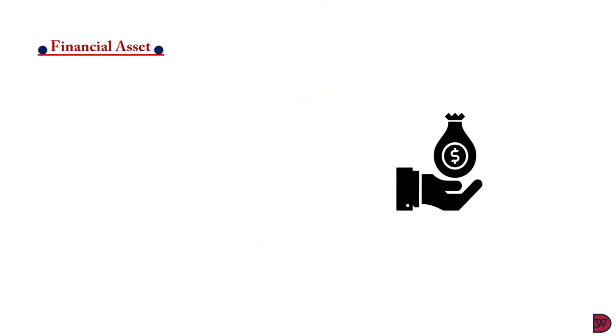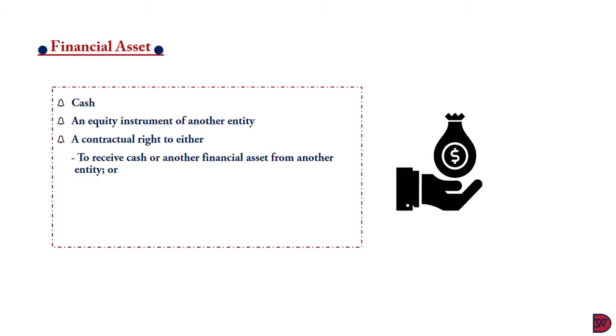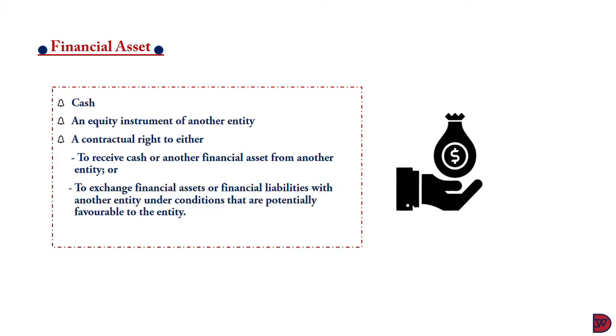Okay. So let's first look at what a financial asset is, in the definition given earlier. A financial asset is cash or an equity instrument of another entity, or a contractual right either to receive cash or another financial asset from another entity, or to exchange financial assets or financial liabilities with another entity under conditions that are favorable to the entity. Examples of which are cash, stocks, in other words shares, bonds, or loans.